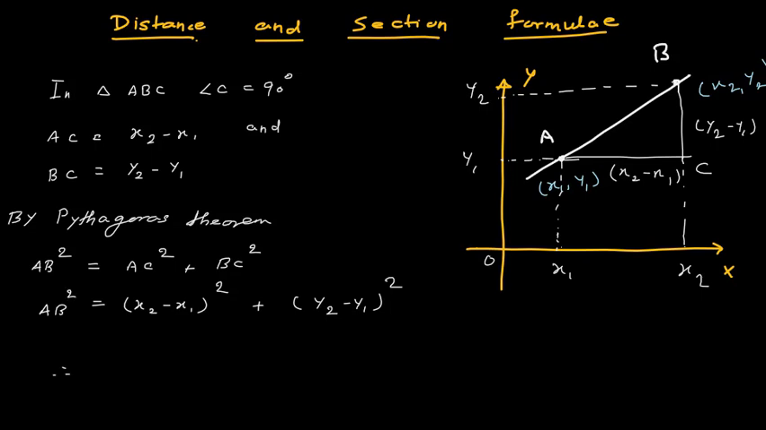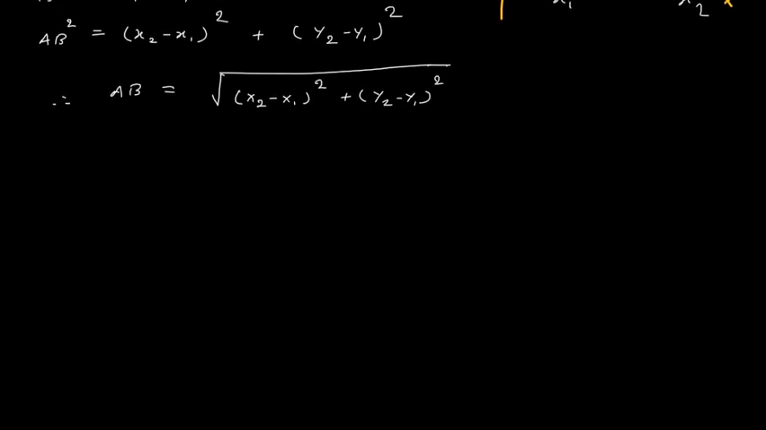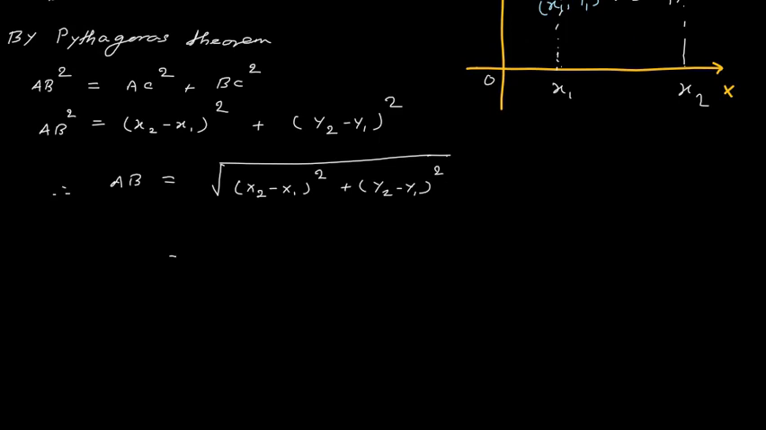So that will give you this distance AB. You will take square root on both the sides. So here you will get AB is equals to square root of x2 minus x1 the whole square plus y2 minus y1 the whole square. Okay, now if suppose you are writing x1 minus x2 the whole square plus y1 minus y2 the whole square, that is also correct.